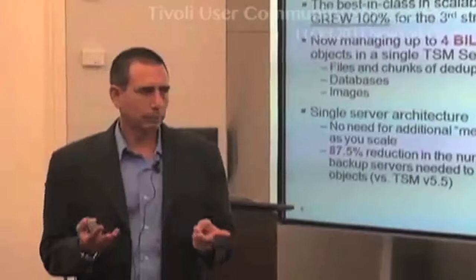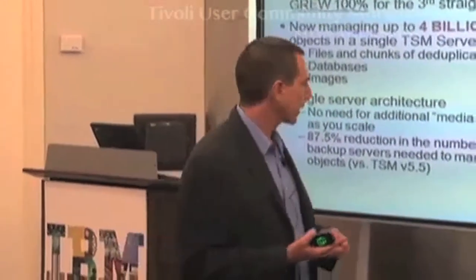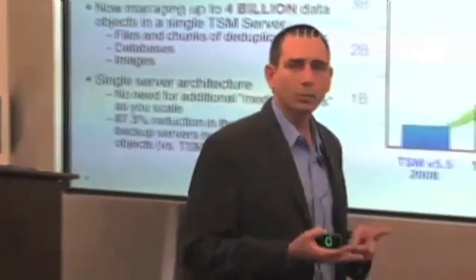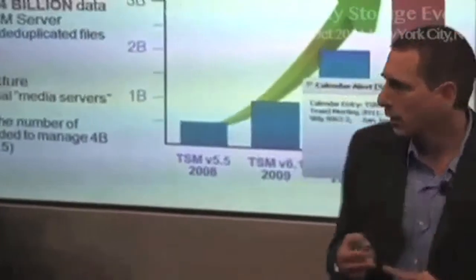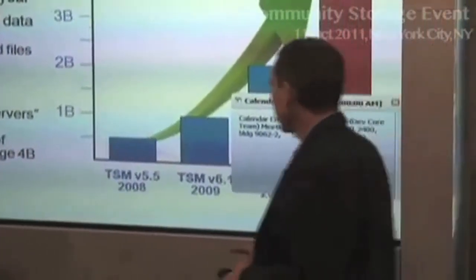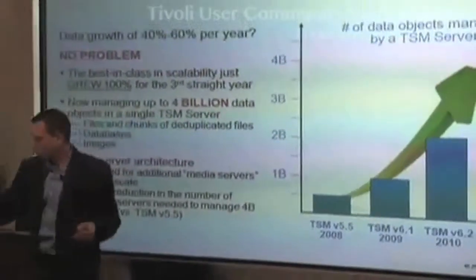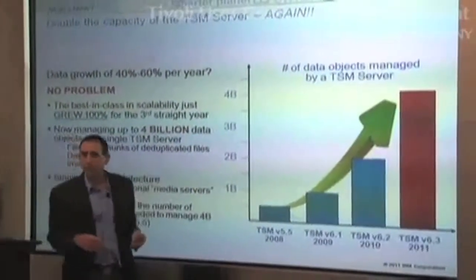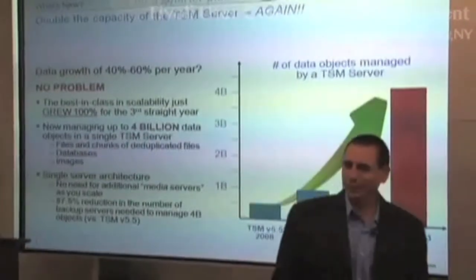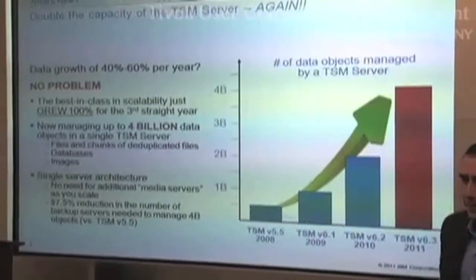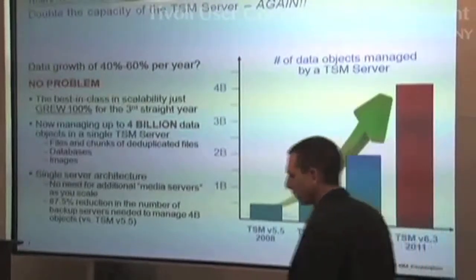Obviously, there are a couple of ways to think about it. Deduplication affects the number of objects, etc. But managing 2 billion objects with just a single TSM server. Now, with TSM 6.3, which I wanted to call TSM 6.4, let's see if you can guess why. 4 billion objects. But we're sticking with TSM 6.3. We tested it in-house with 4 billion objects, so we're doubling pretty much with every release.